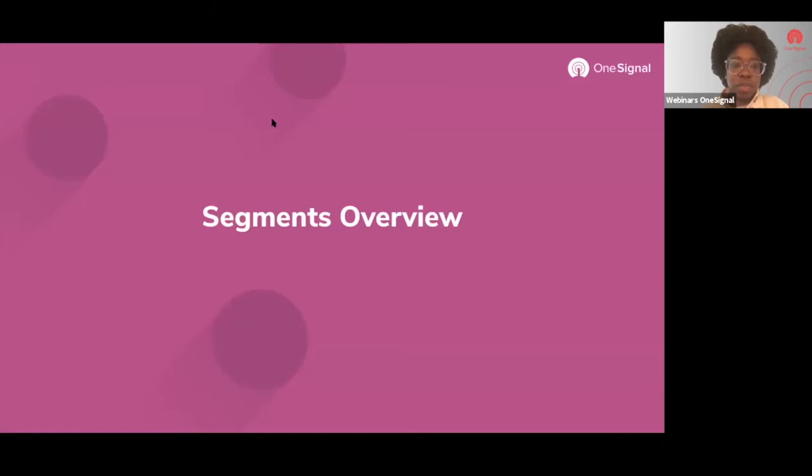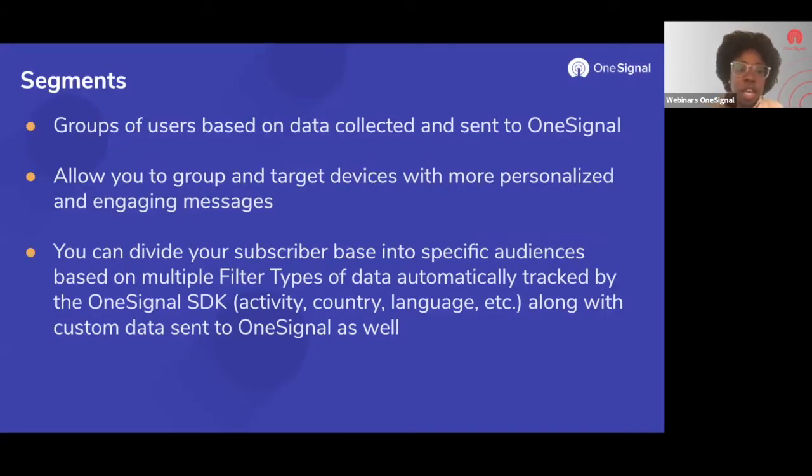Perfect. So getting to the segments overview. First, segments are essentially just a group of users that you are targeting based on the data that OneSignal collects and any data that you send to OneSignal as well. So these groups or segments allow you to target devices with more personalized and engaging messages to hopefully have a higher click-through rate. So essentially, you can divide your subscriber base into specific audiences or groups based on multiple filters that we have within the OneSignal system.